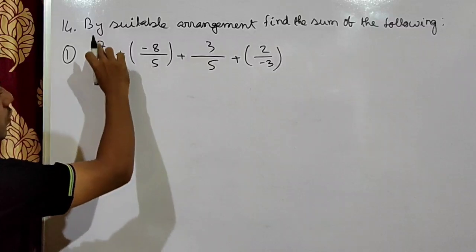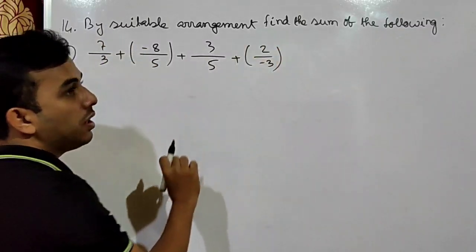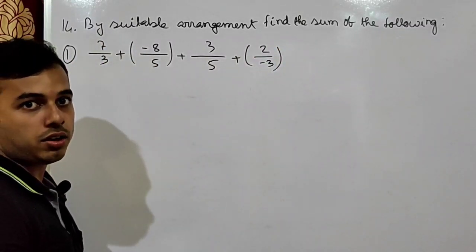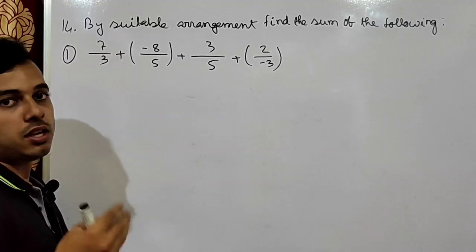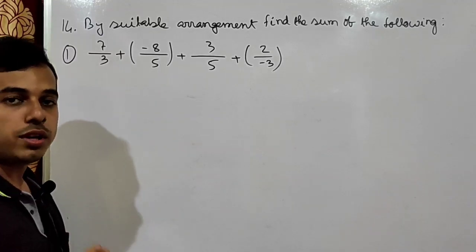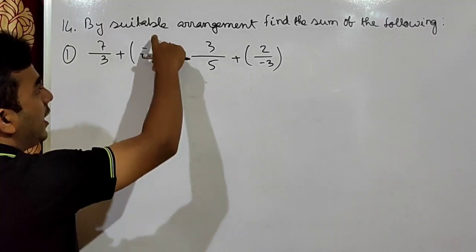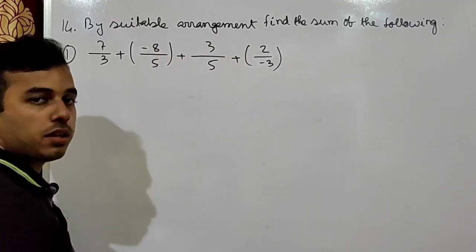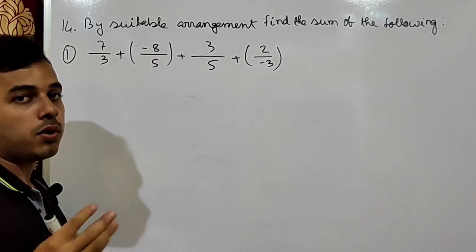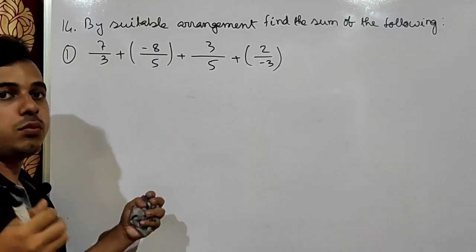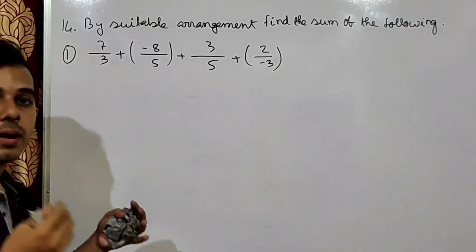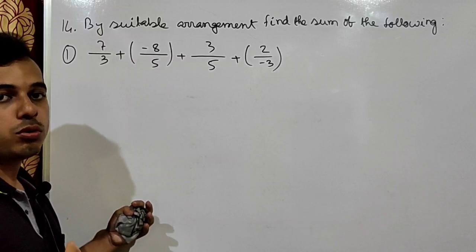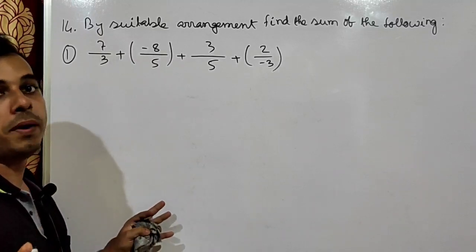Now if we add 7 by 3 and 2 by 3, both of them have denominator 3, isn't it? So it will be better for us, we do not need to take the LCM. Then minus 8 by 5 with 3 by 5. Are you clear what I want to say? If we group them having the same denominator and then find the sum, it will be better for us.